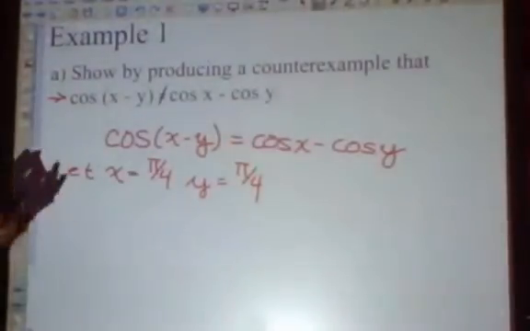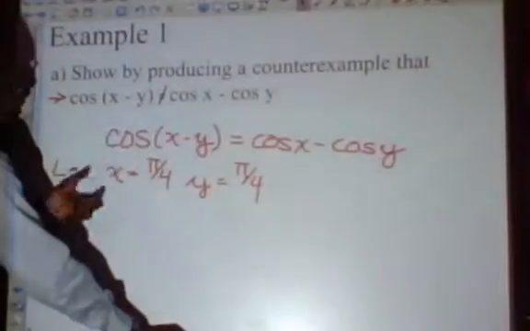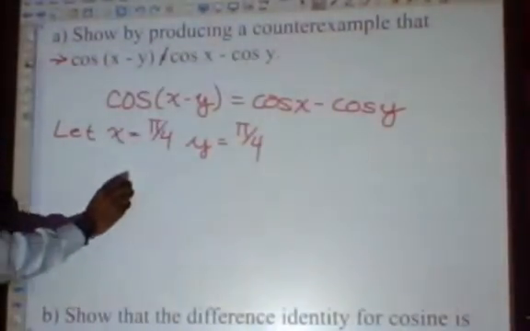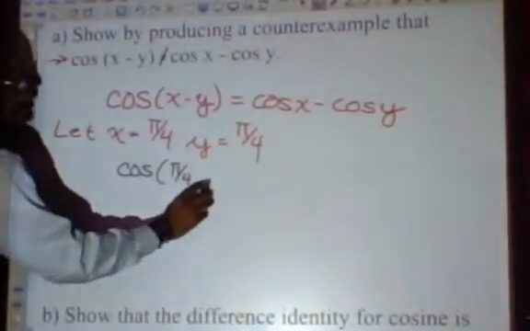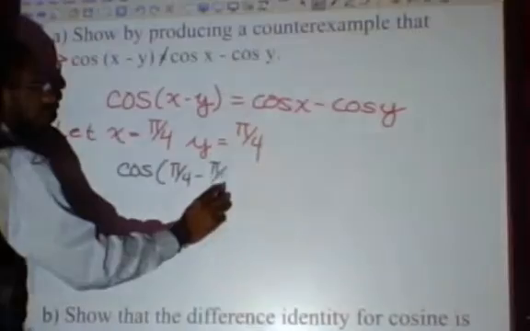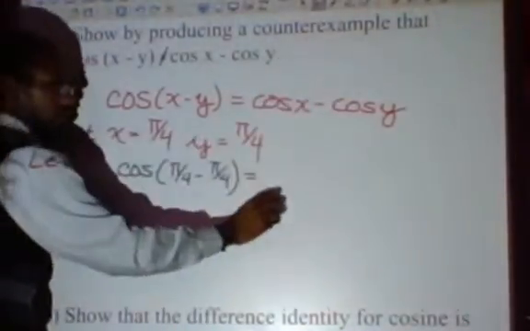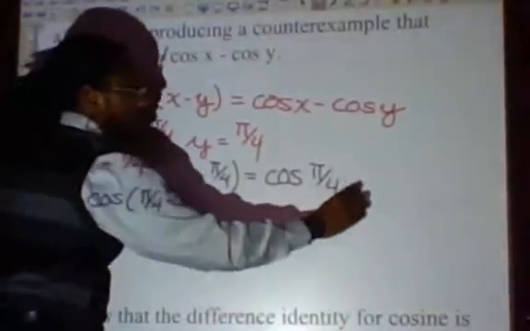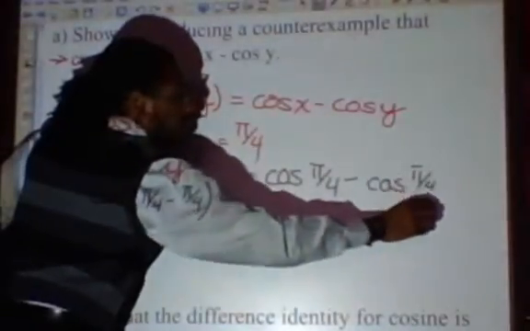So let's substitute this in and check it out and see if it makes it a counterexample. We're going to substitute pi over 4 in for x, and another pi over 4 for y, and we're going to check it into this side here. So we do cosine pi over 4 for x minus cosine pi over 4 for y.